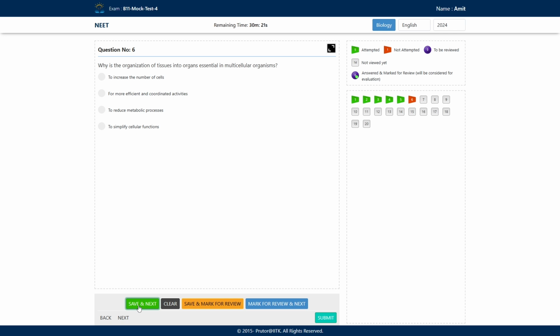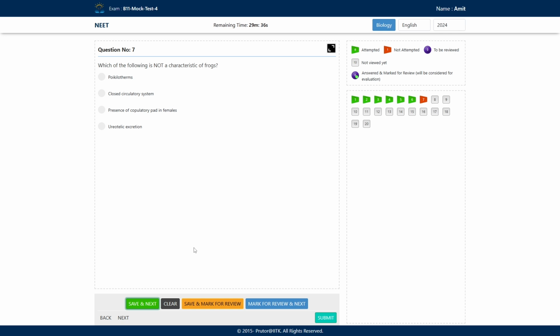But what about the first one? To increase the number of cells. Why increase the number of cells? That is nothing related to forming the organ. It is absolutely incorrect. To reduce the metabolic processes. They want to increase the metabolic processes, so that is why they have very specific organ and organ system organization, right? To simplify cellular function. No, this is also incorrect. So the correct one, as you have opted, is more efficient and coordinated activities. Okay, let's move to our next question.